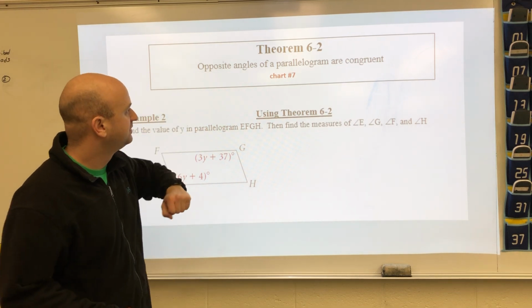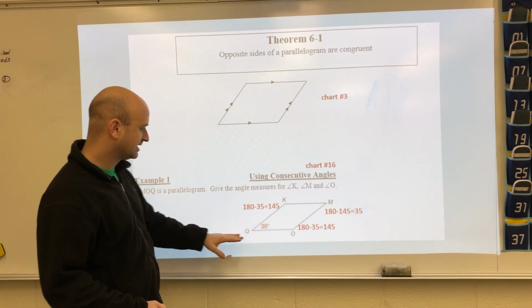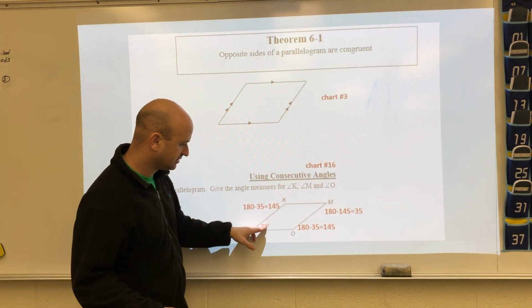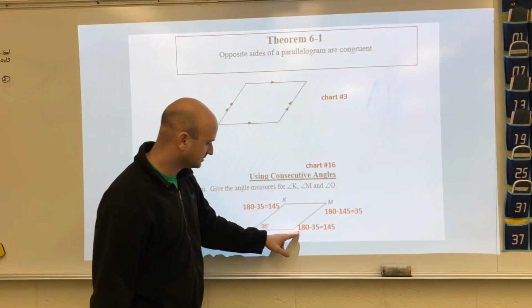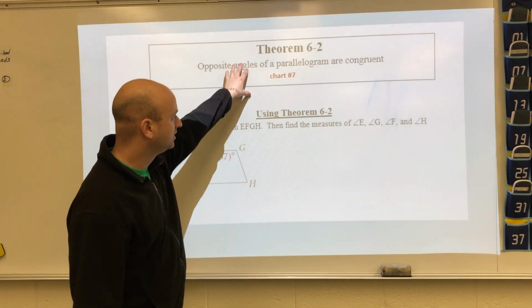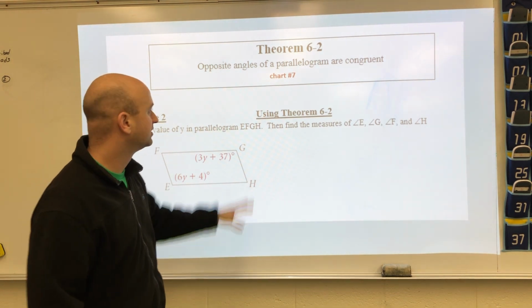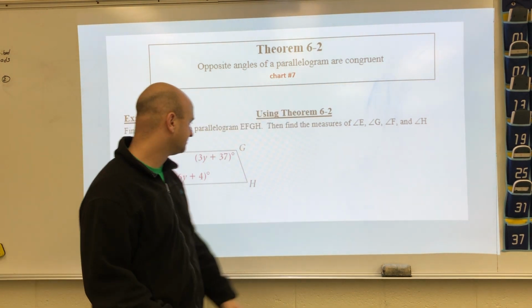All right, the next theorem says opposite angles are going to be congruent. So if we look back at this example, we see opposite angles here are both 35. Opposite angles here are both 145. So from this property, we can now use this property saying that opposite angles are going to be congruent, and that's going to be box 17.